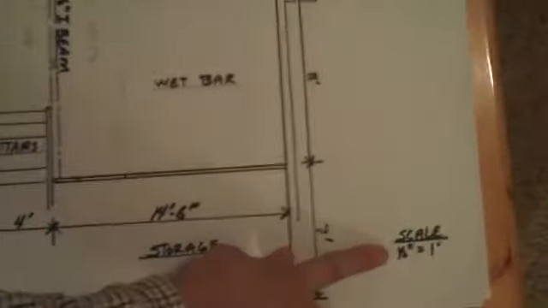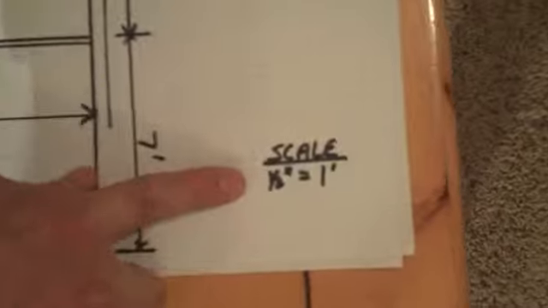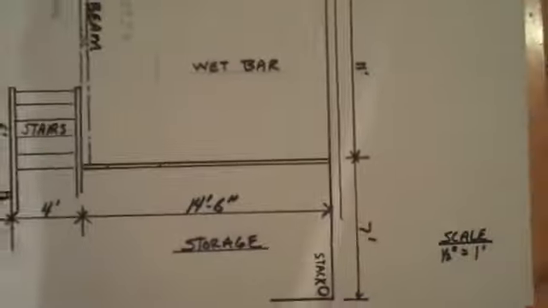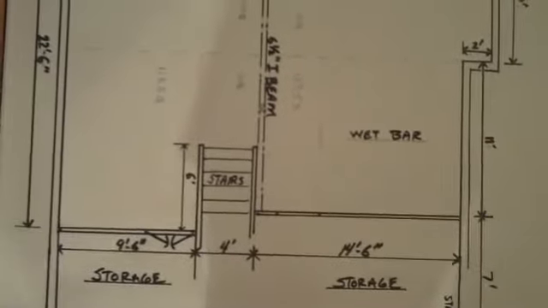And we defined our scale. Our scale is 1/2 inch equals 1 foot. Okay, and we use that on our scale, and we lay the existing basement out as such.